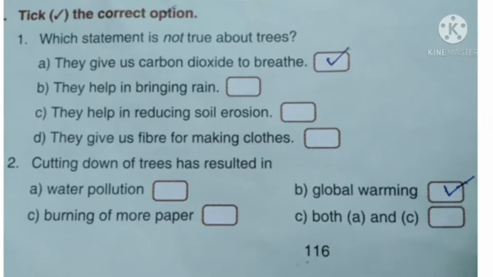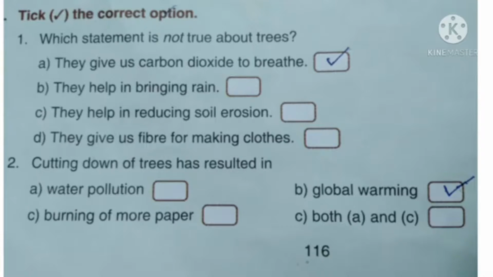A. They give us carbon dioxide to breathe. B. They help in bringing rain. C. They help in reducing soil erosion. D. They give us fiber for making clothes.